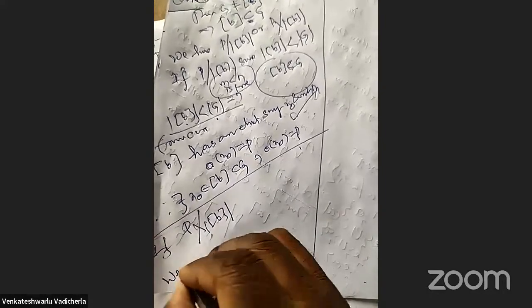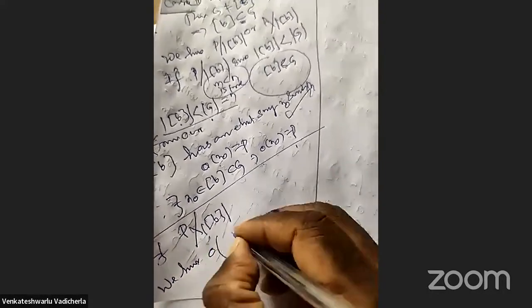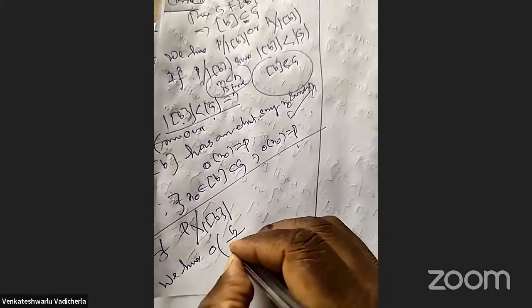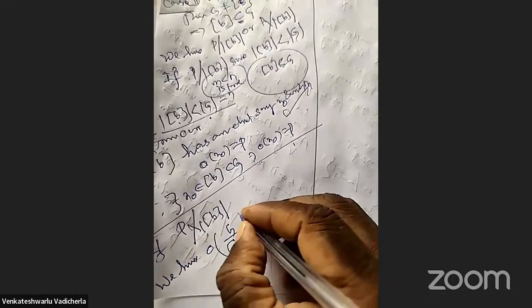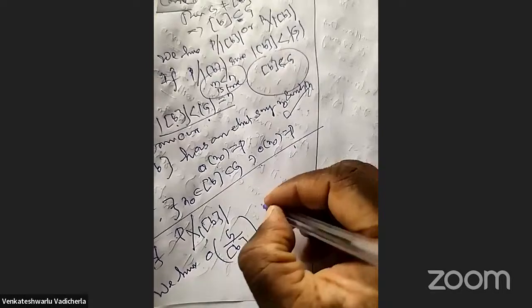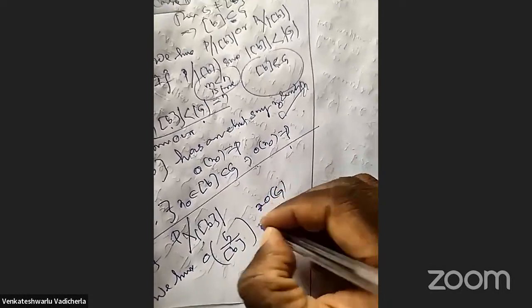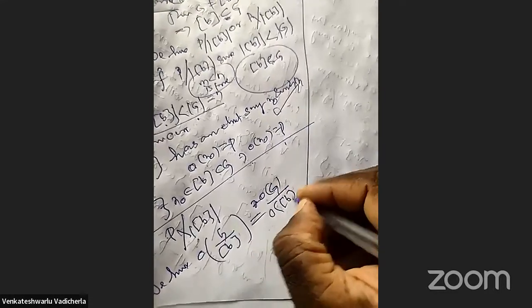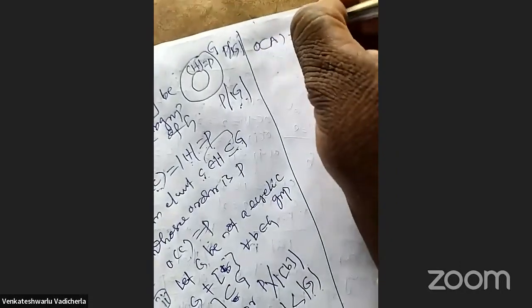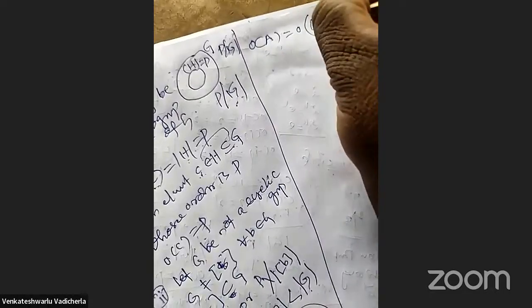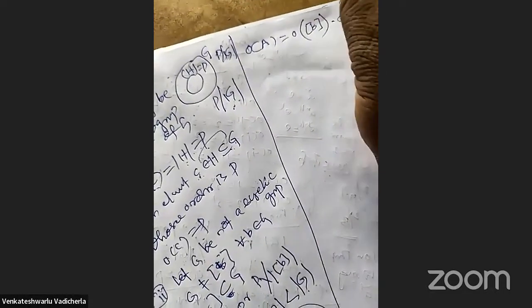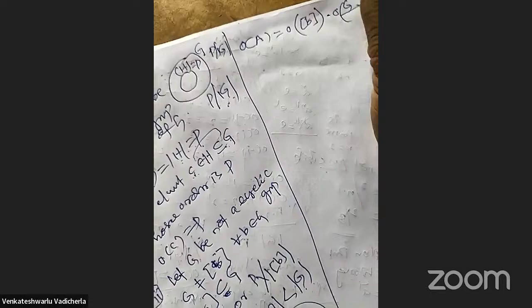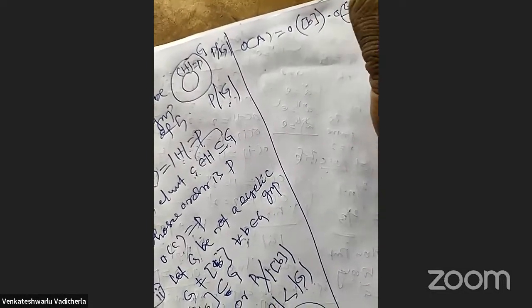We have the order of G by the cyclic subgroup generated by b, which is called the quotient group. What is the order of G divided by the order of the cyclic subgroup generated by b? The order of G is equal to the order of the cyclic subgroup generated by b times the order of G by the cyclic subgroup generated by b.